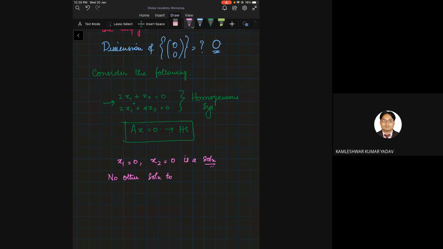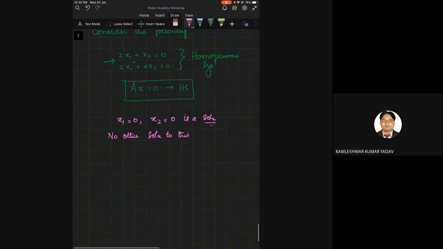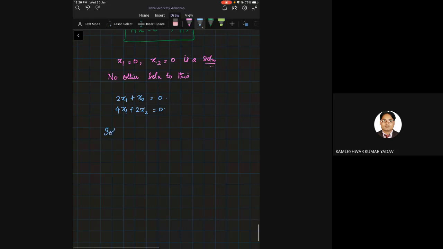Now, I'm going to look at another problem. I'm going to retain the same thing: 2x1 plus x2 is equal to 0, and 4x1 plus 2x2 is equal to 0. Now, I want to find out the solutions to this, Example 2. We will get many solutions. First of all, we get many solutions.